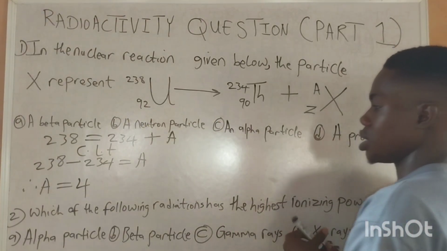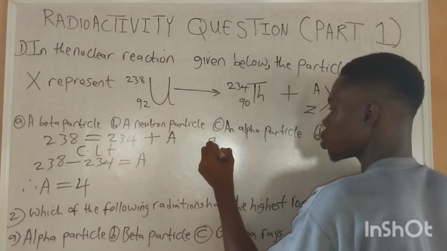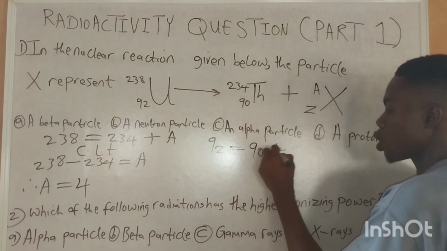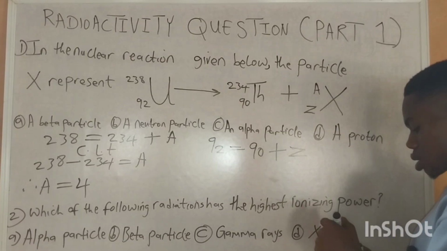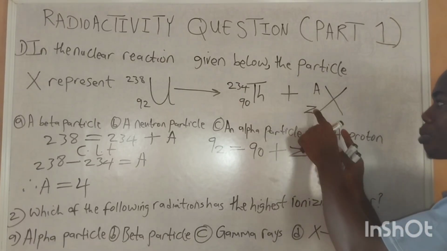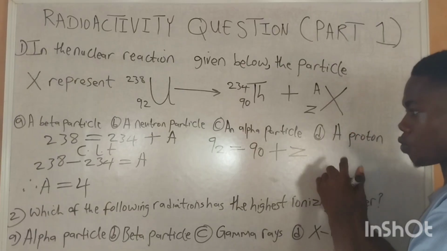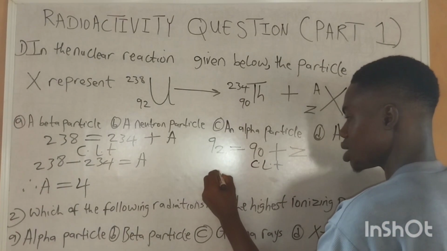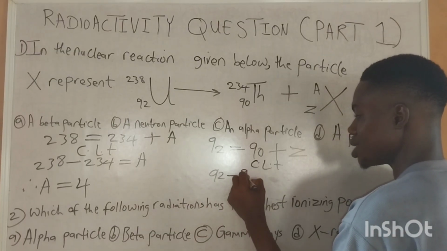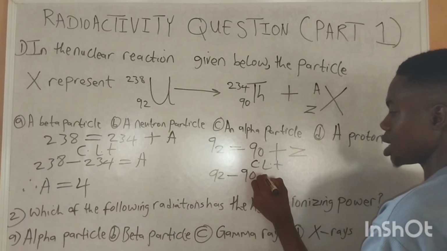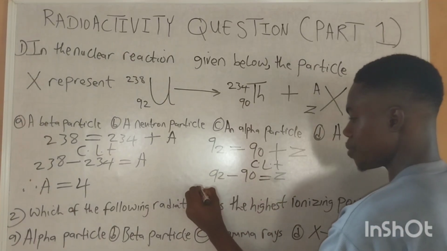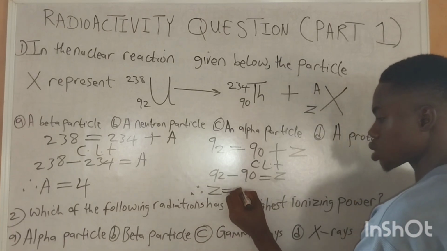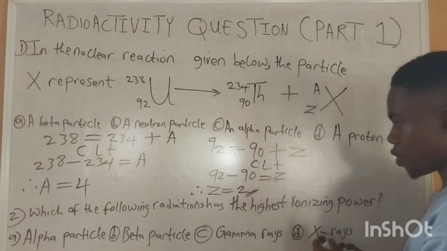Now let's do the same for the atomic number. It will be 92 = 90 + Z. This Z represents the atomic number of the particle. We collect like terms: 92 minus 90, because 90 is crossing the equality sign, equals Z. Therefore Z equals 92 minus 90, which is 2. So our Z is 2.